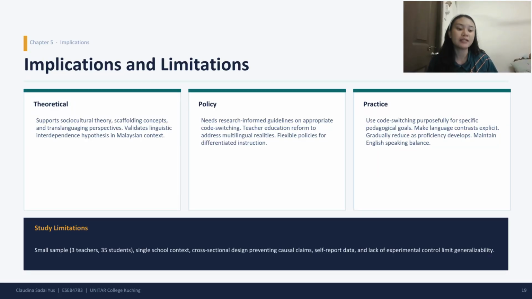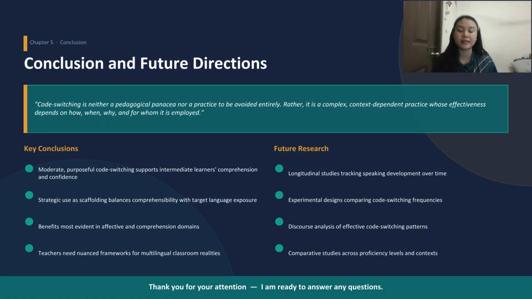All right. So the last one, this is the final one. For the conclusions and future directions, code switching is neither a pedagogical panacea, nor a practice to avoid entirely. Rather, it is a complex, context-dependent practice whose effectiveness depends on how, when, why, and for whom it is employed. So the key conclusion is the moderate and powerful role of code switching in supporting intermediate learners' comprehension and also confidence.